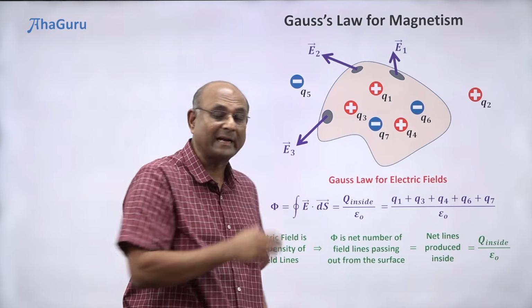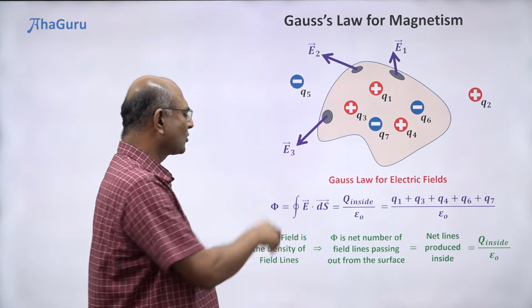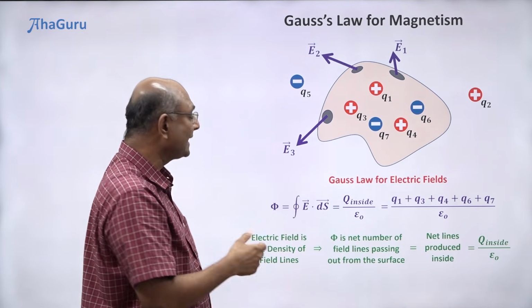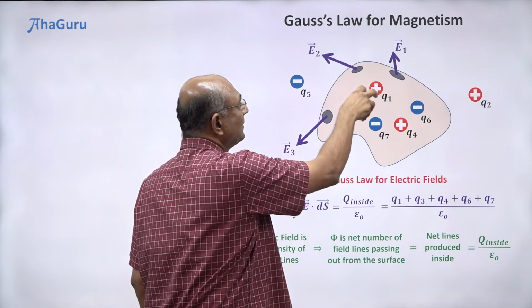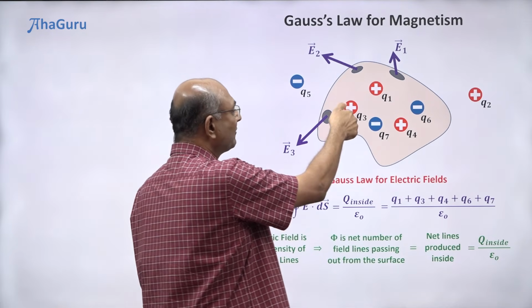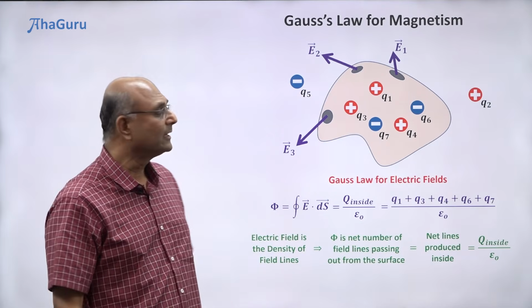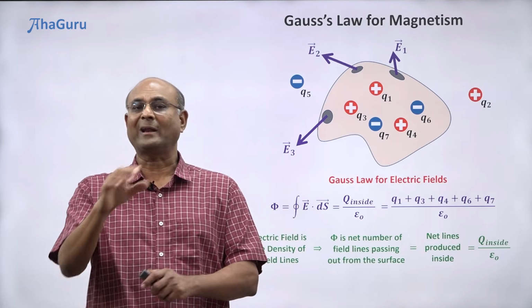So that is exactly what Gauss law tells us. So Gauss law is telling us that this integral E dot ds is telling us the net number of lines produced inside, and the net number of lines produced inside depends on the total charge inside. So this is basically Gauss law for electric fields.